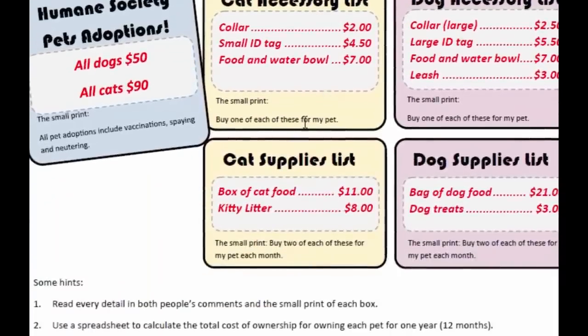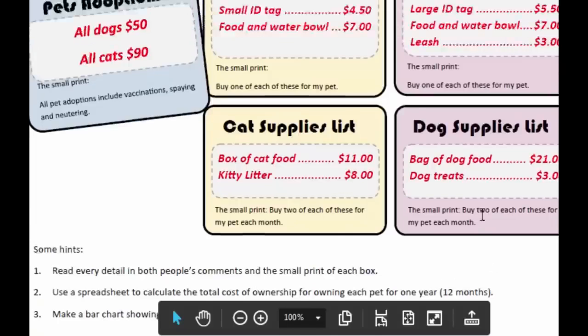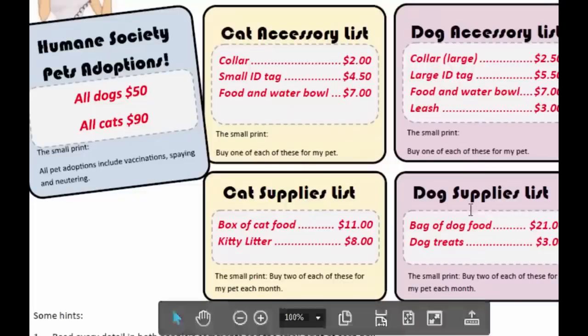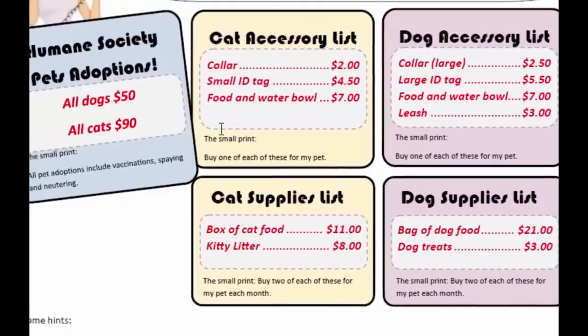First of all, notice that she's talking about a year. And so at the bottom down here when it says hints, it says use a spreadsheet to calculate the total cost of ownership for owning a pet for 1 year. So we'll just assume 1 year is the length of our expenses. Pet adoptions. Dogs are 50, cats are 90. All expenses include all of the vaccinations, spaying, and neutering.